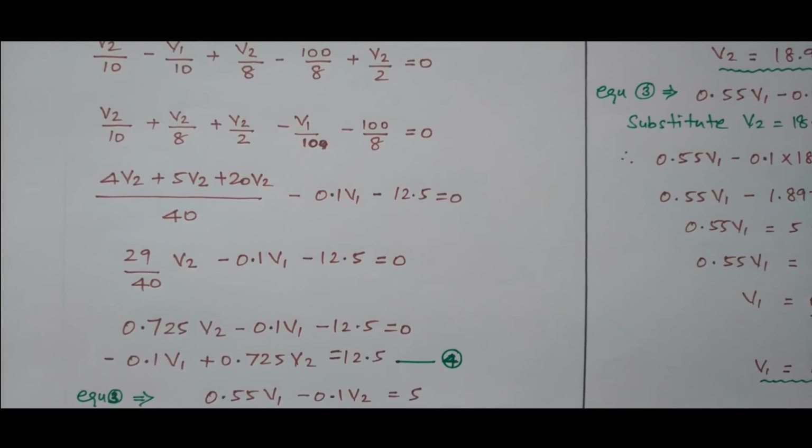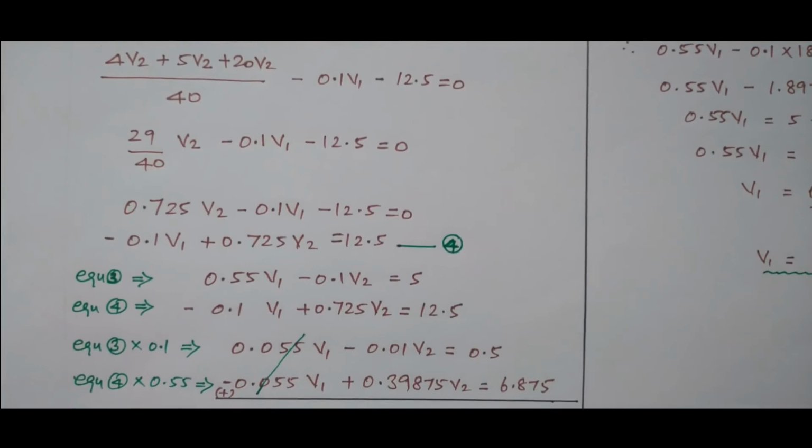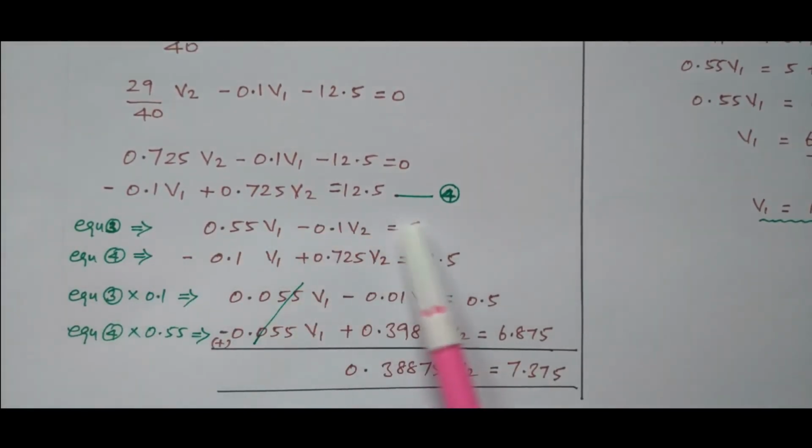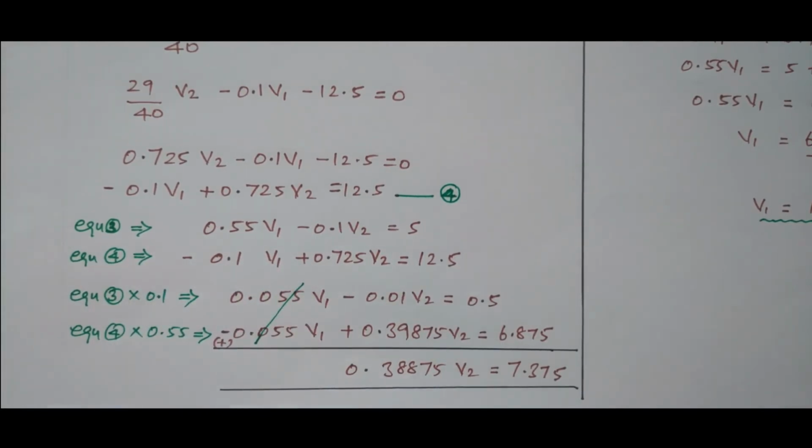Now we have equation 3 and equation 4. Equation 1 and 2 is framed from the network using Kirchhoff's current law. That equation 1 and 2 is simplified, then we framed equation 3 and 4. By solving equation 3 and 4, we can find V1 and V2. So this is equation 3. This is equation 4. We need to solve these two equations so that we are able to find V1 and V2.